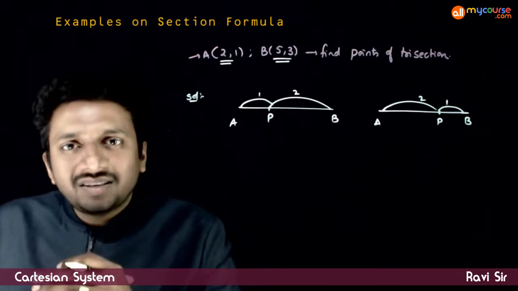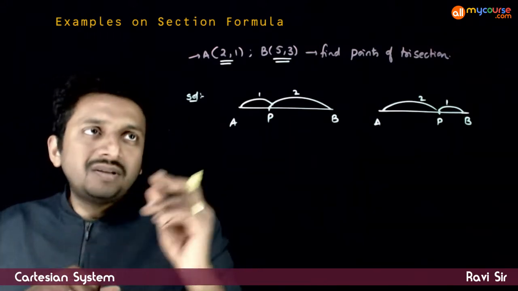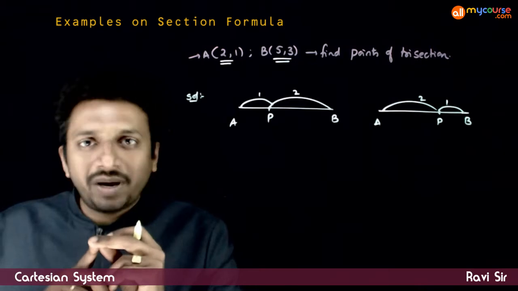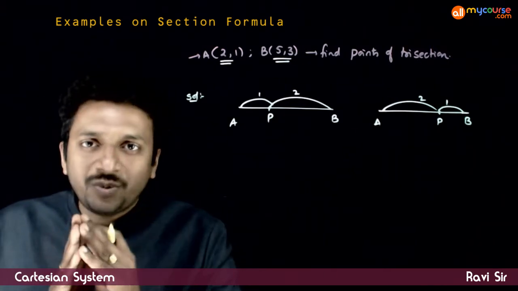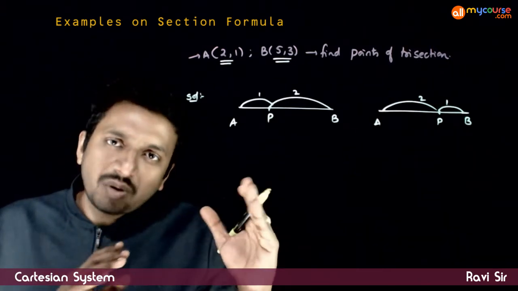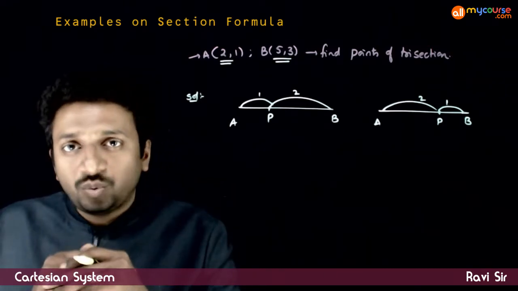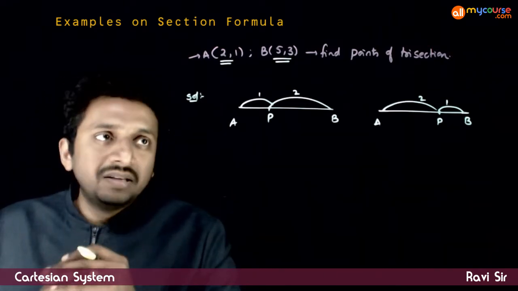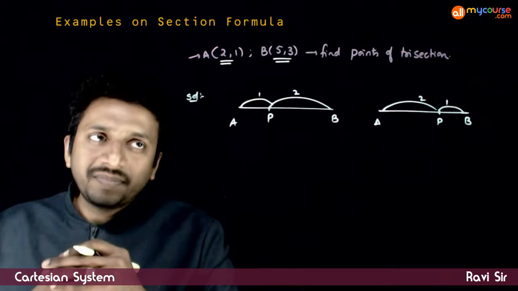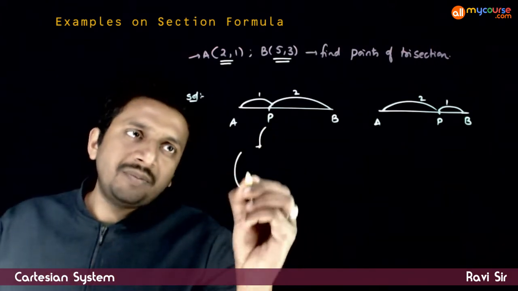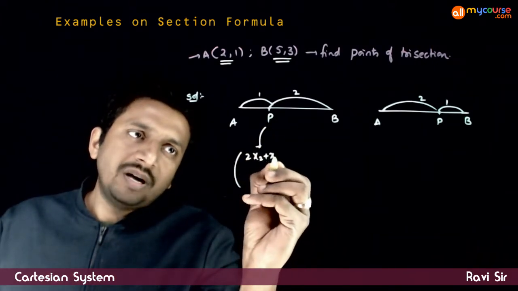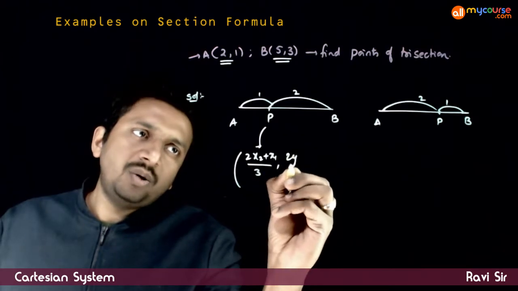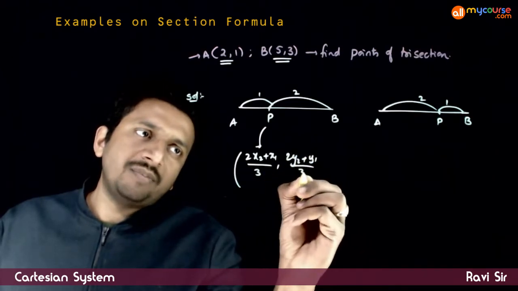We have already discussed the formulas for this also. So (2x1 + x2)/3, (2y1 + y2)/3, and (x1 + 2x2)/3, (y1 + 2y2)/3. So let us directly use the formula. So the first point is given by (2x2 + x1)/3, (2y2 + y1)/3.